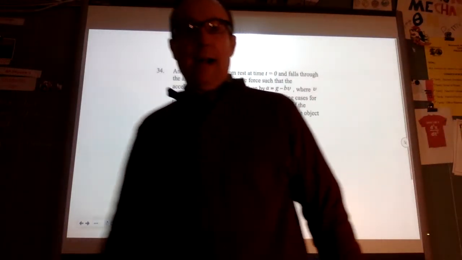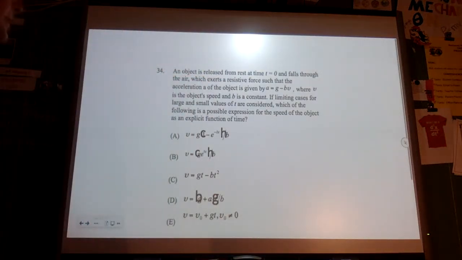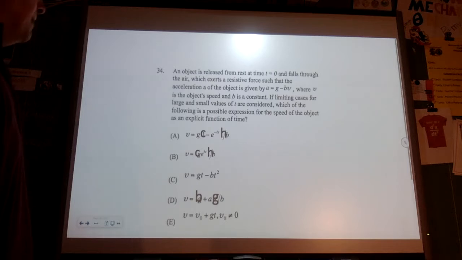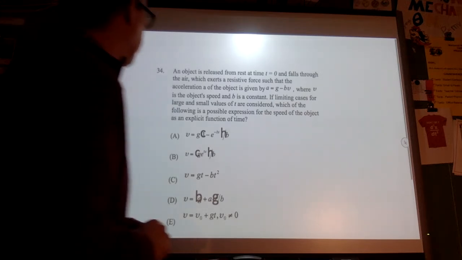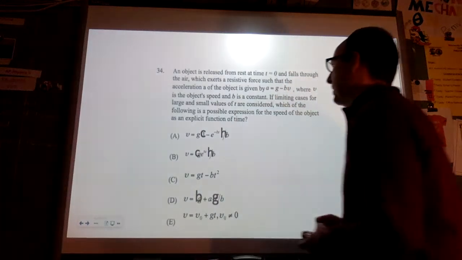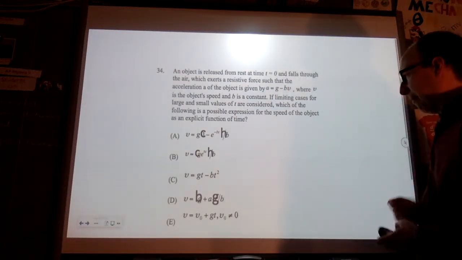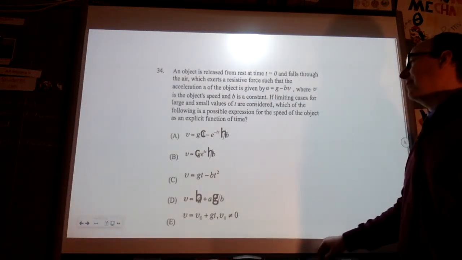All right, so an object is released from rest at a time t equals 0 and falls through the air, which exerts a resistive force such that the acceleration a of the object is given by g minus bv, where v is the object's speed and b is a constant. If limiting cases for large and small values of t are considered, which of the following is a possible expression for the speed of an object as an explicit function of time?